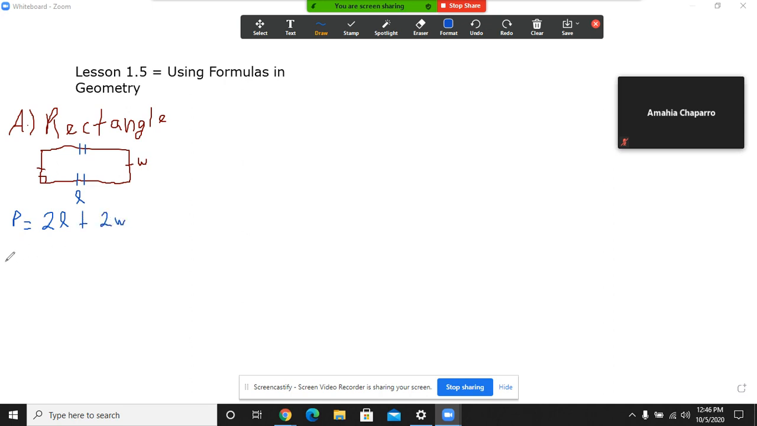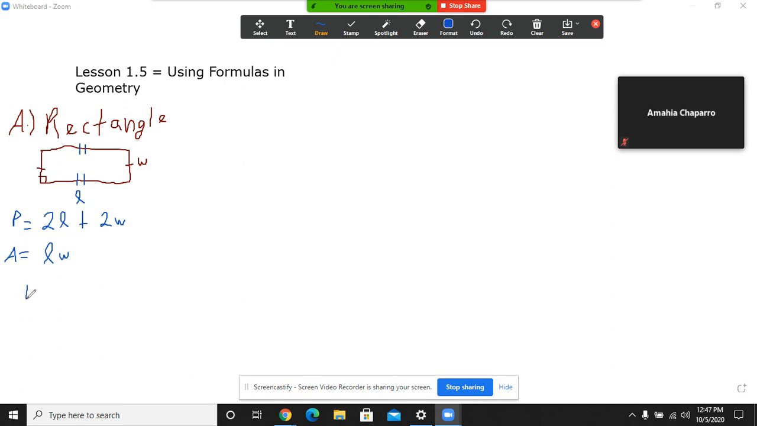And the area formula is the following. To find the area of the rectangle, we're gonna multiply the length times the width. I think you remember that. And there are videos of this on my YouTube channel. So let's see an example of how we work this. This is the example that I'm gonna do with you today.